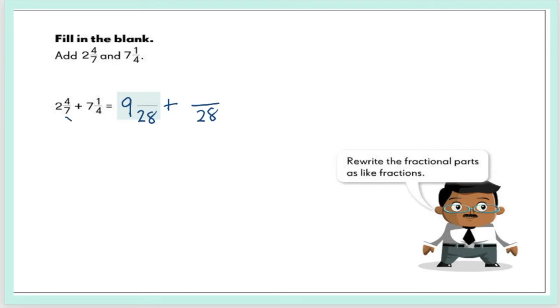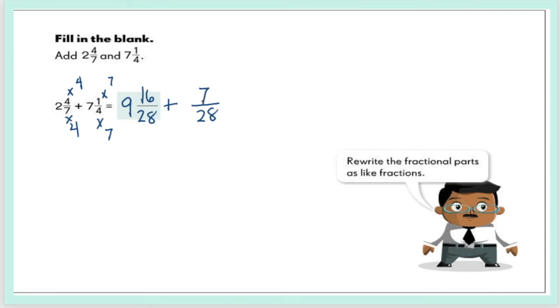So 7 times 4 will give us 28. So we'll do the same thing here for the numerator. 4 times 4 is equal to 16. The second step, 4 times 7 will give us 28. So 1 times 7 will give us 7.